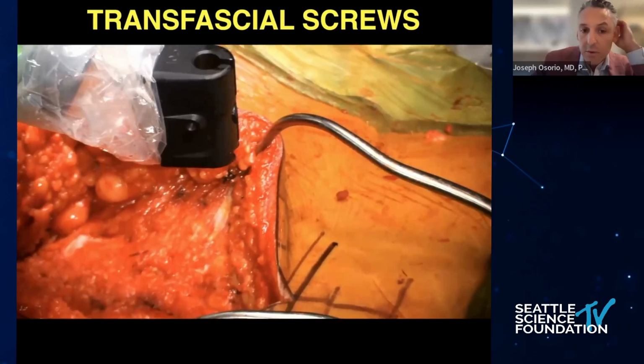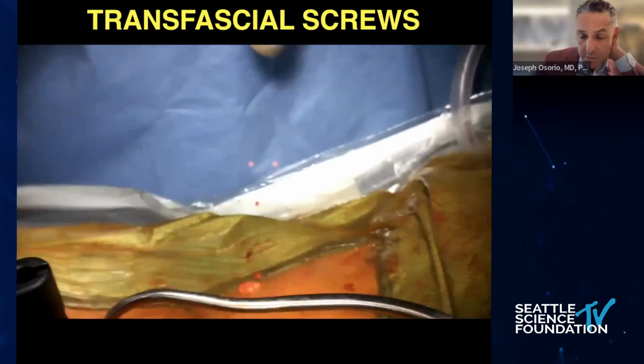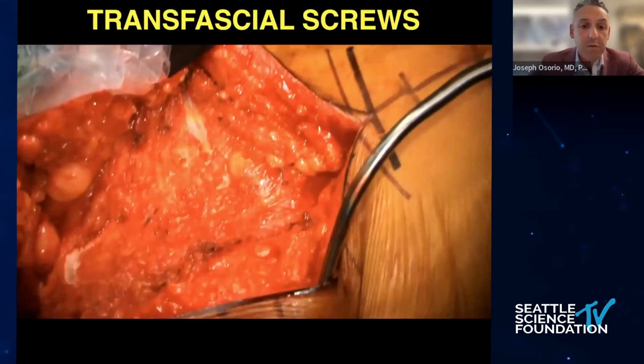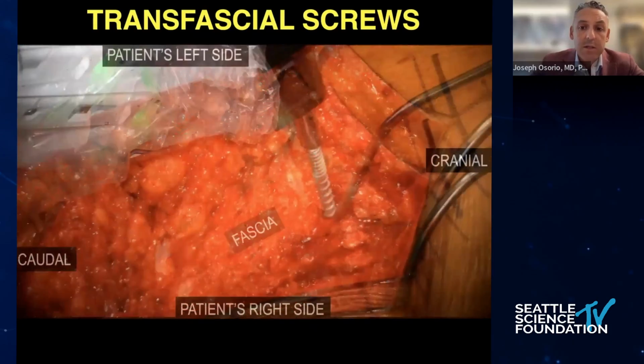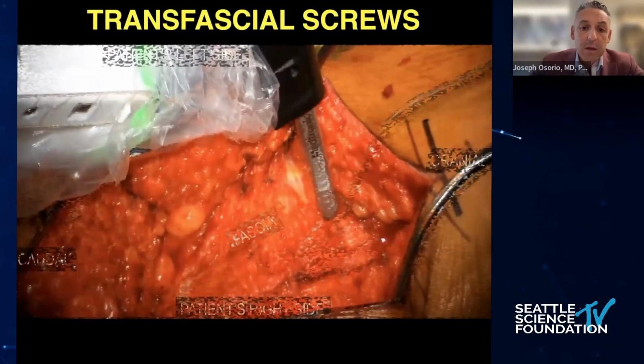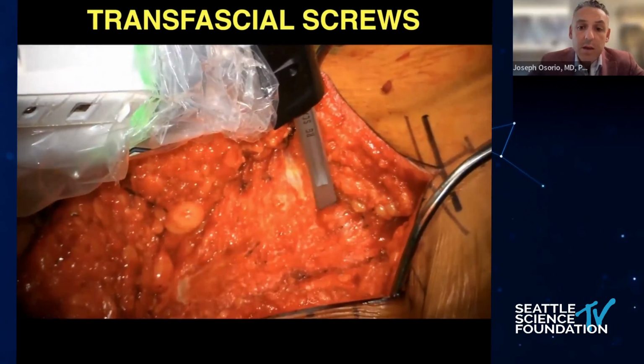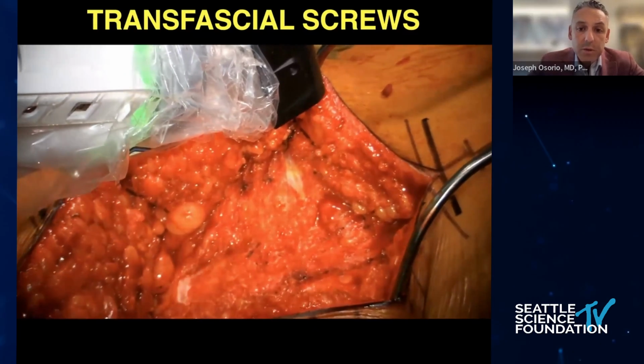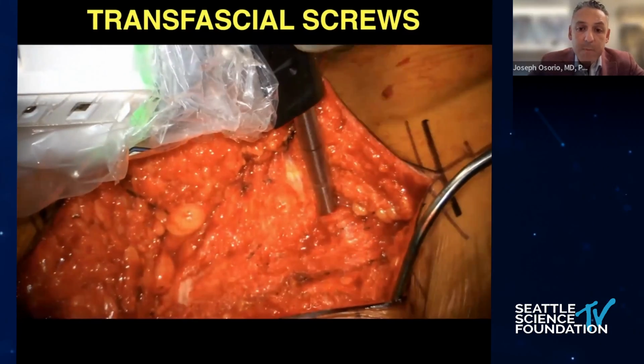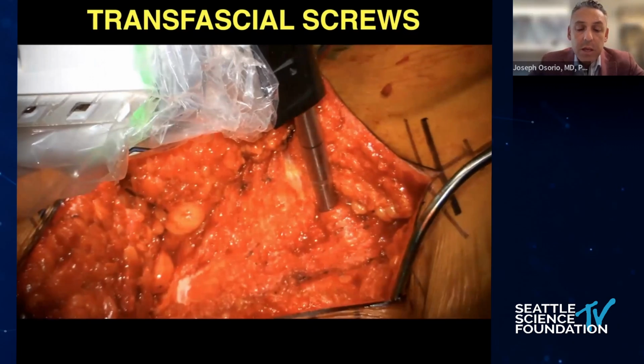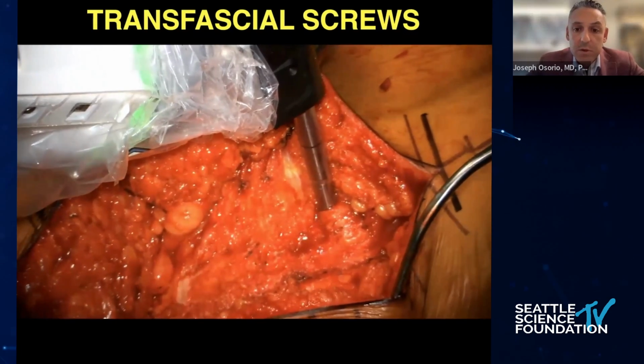And so transfascial, what I'm referring to here, this is where you just make a skin incision, you dissect quickly over the fascia. And this is the perspective from the right side. Cranial is to the right, caudal to the left. And you can see I'm incising the fascia, placing my cannula. And through the cannula, I'm going to use the surgical tap.